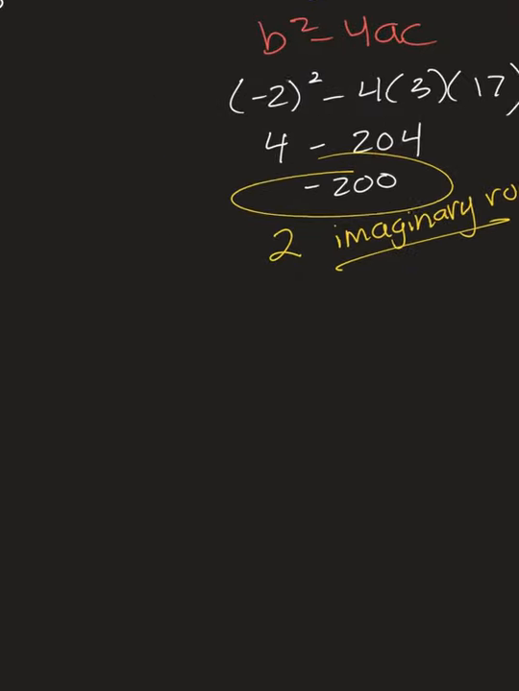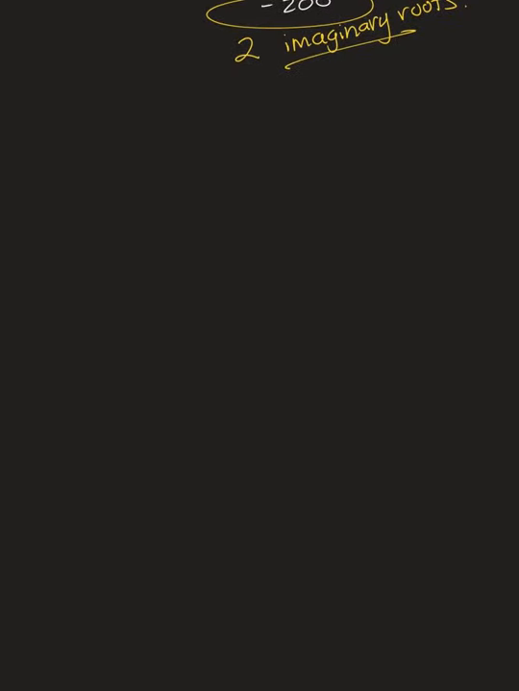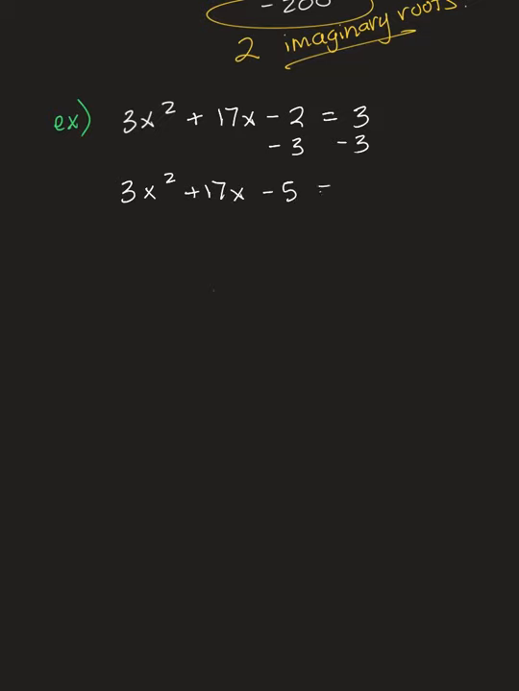Okay, so let's do another example, and we will use the same directions as above, but let's look at a different quadratic. Okay, so example 3x squared plus 17x minus 2 is equal to 3. Okay, our first step is we're going to set our quadratic equal to 0, so let's move that 3 over, giving us 3x squared plus 17x minus 5, and now it's equal to 0. We can state our a value is 3, b is 17, and our c is negative 5.